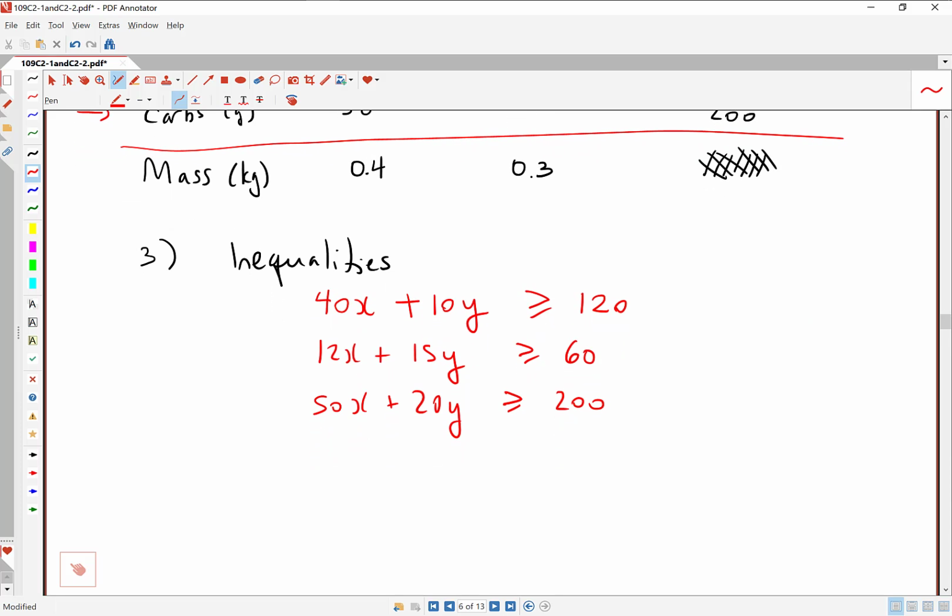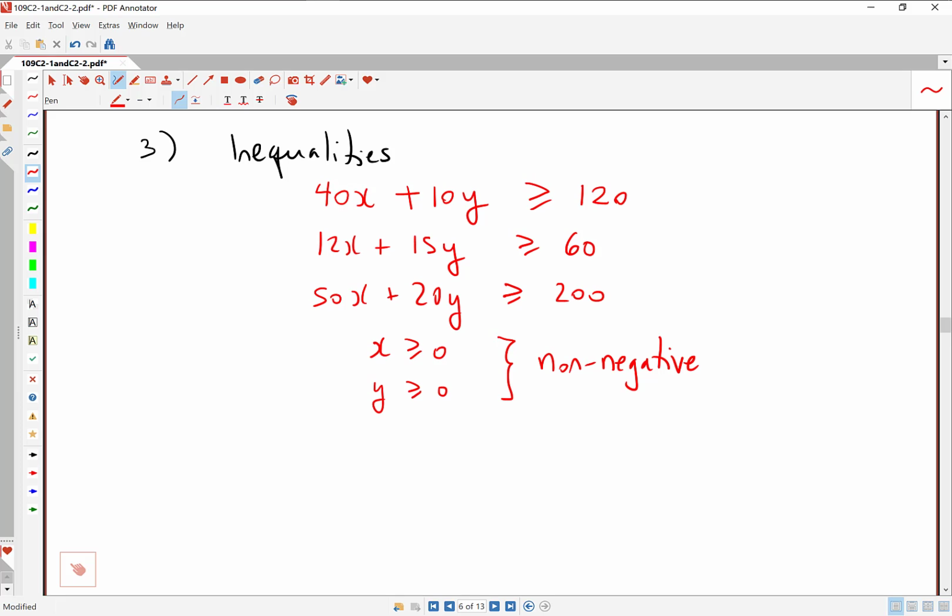Then, because this is a real-world problem, we have a couple of other inequalities, which are that x and y cannot be negative. So you can't have -3 servings of food A per day, for example. So I'm just going to write here non-negative. Anytime you're solving a real-world problem involving physical objects, you're always going to have those restrictions on your variables. And based on that, we are done with our inequalities, and we're now going to try to do some graphing.